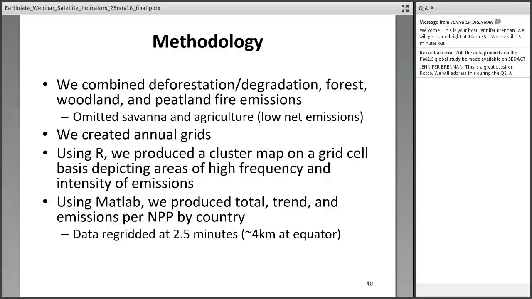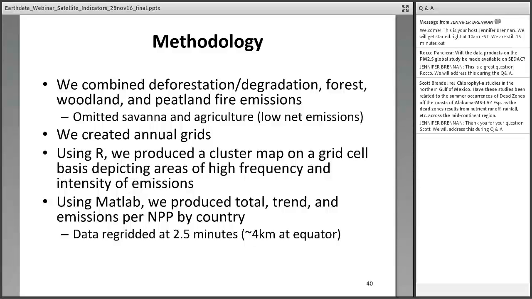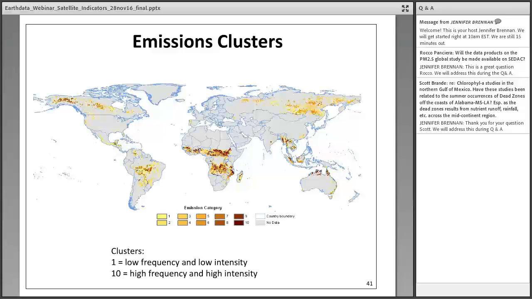We created annual grids, and we used R, a statistical software, to produce cluster maps, which I'll show in a moment. And then we also used MATLAB, and we produced total trend in emissions per NPP, that is, per net primary productivity, by country. The data were regridded at 2.5 minutes for this country-level metric.